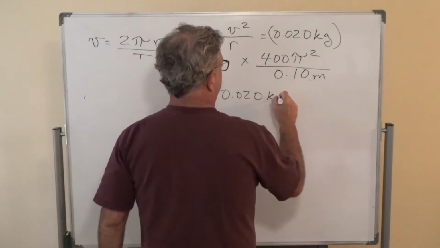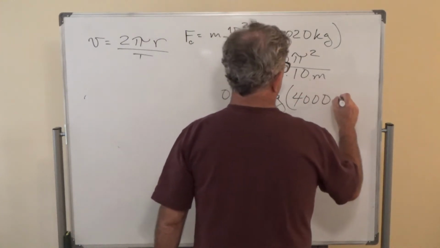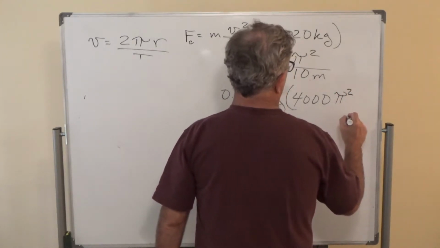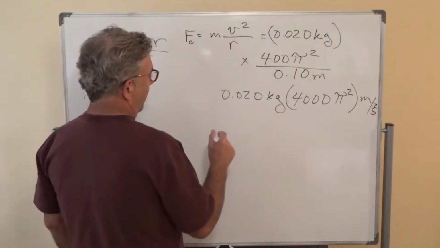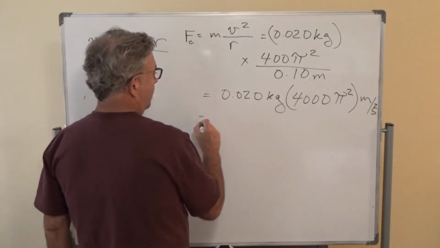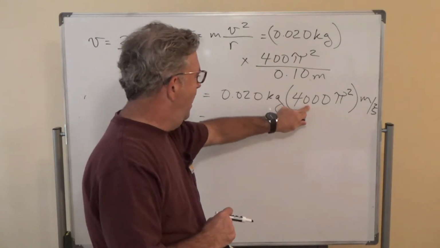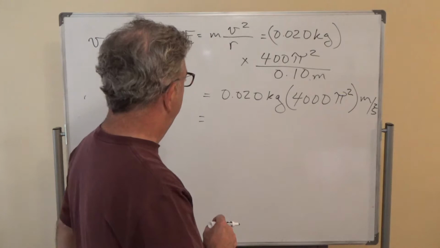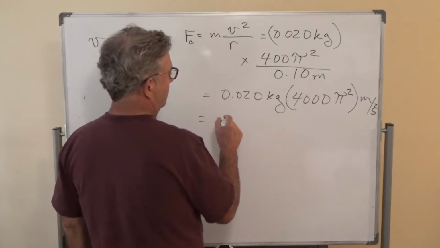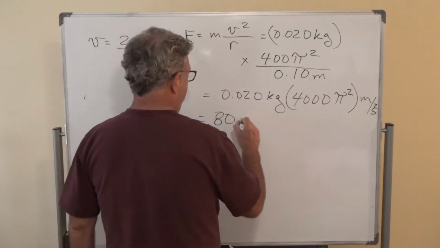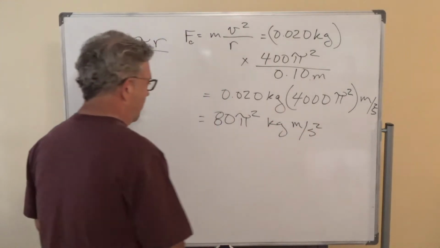So you get 0.020 kilograms times 4,000 pi squared meters per second squared, and that is equal to what? 8, and then I'll take off 2, so that's 80 pi squared, maybe? Can somebody help me with that? You're right. 80 pi squared kilogram meter per second squared.